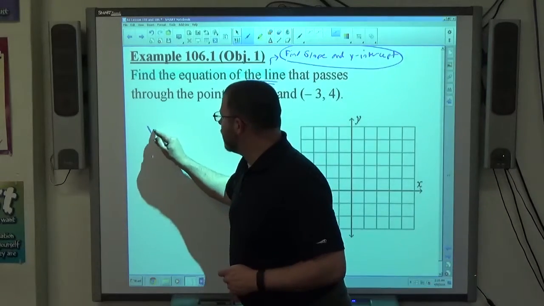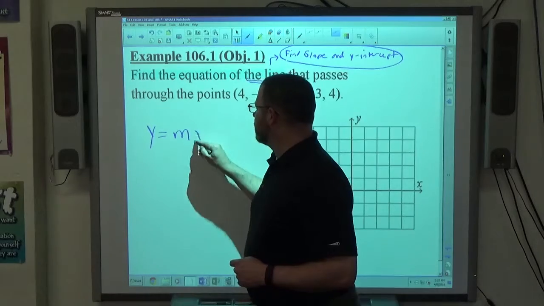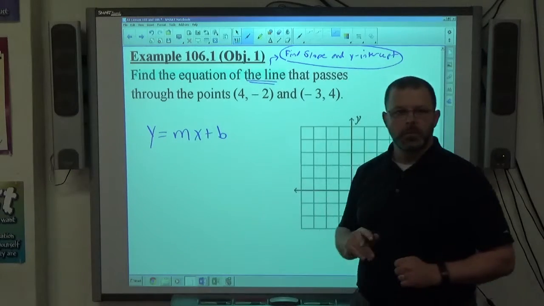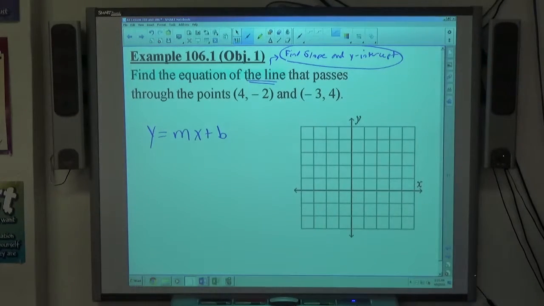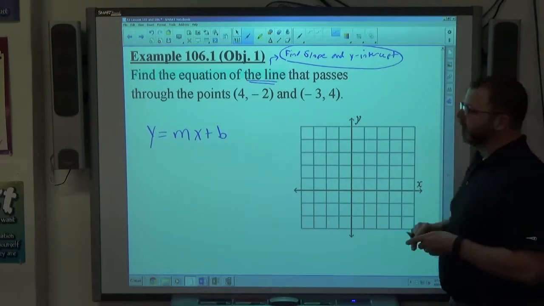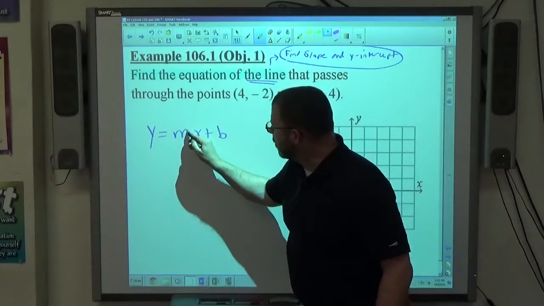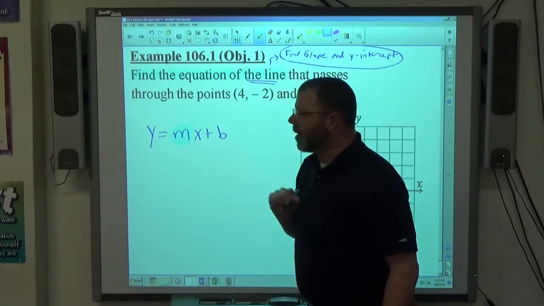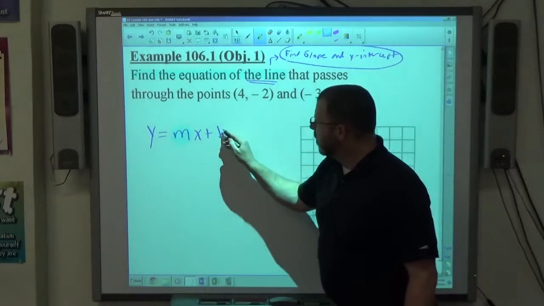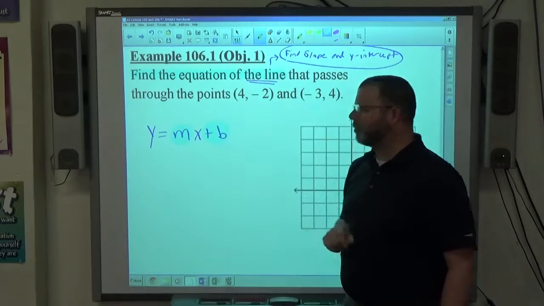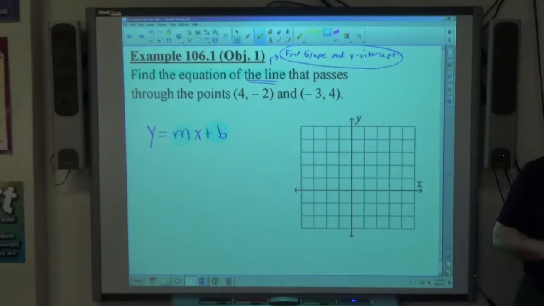Every line fits into the model of y equals mx plus b. Every linear equation has that specific structure to it. Once I've established the structure of my answer, that's what my answer is supposed to look like. The two things that are always happening in this structure: there's some number being multiplied by x, that's the slope. And there's some number being added or subtracted, that's the y-intercept.